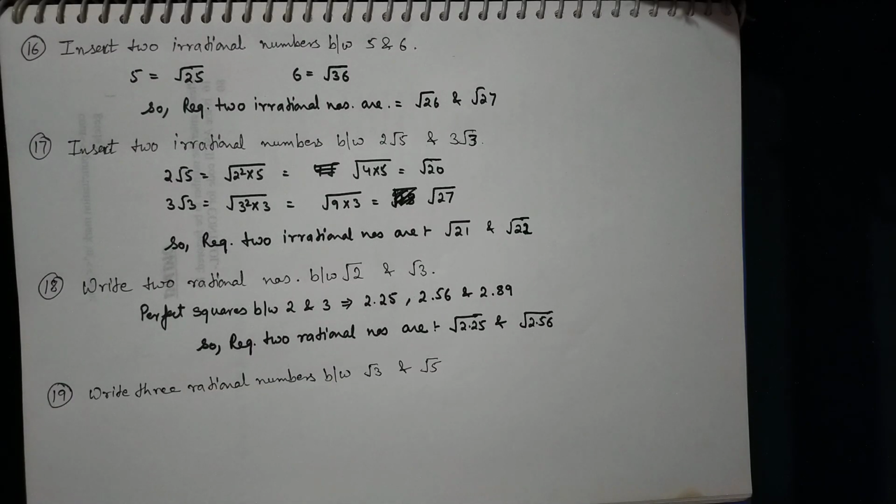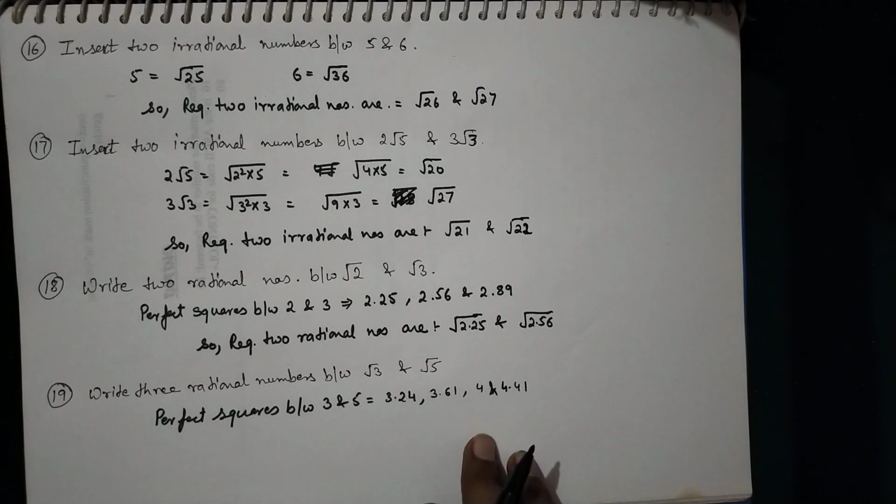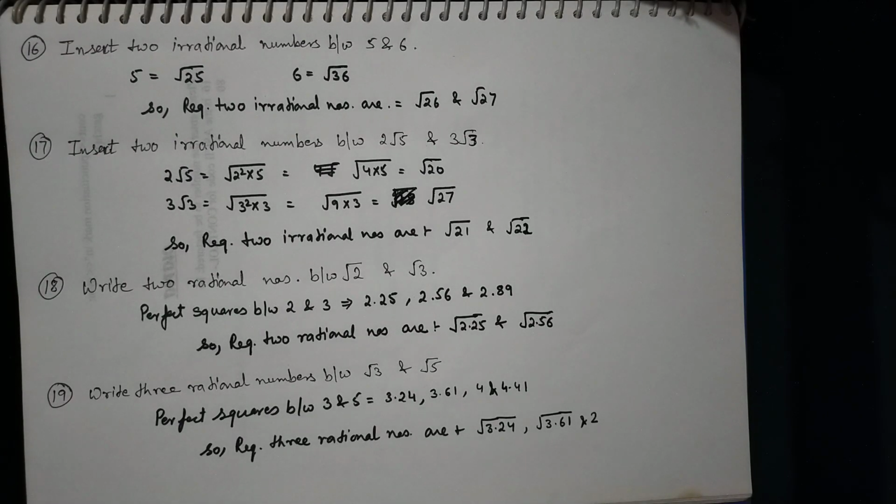Here in question 19 we have a question similar to question number 18, and we have to find three rational numbers between root 3 and root 5. So very first of all we will find the perfect squares between 3 and 5. Here we have got the perfect squares between 3 and 5. Now we can take any three for the required rational numbers for this question. So the required three numbers are root 3.24, root 3.61 and root 4. That's all in this video.